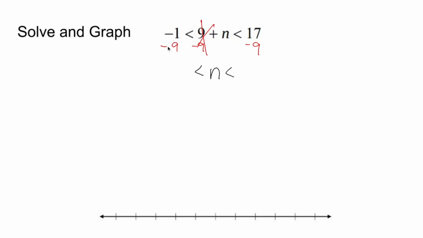Negative 10 is negative 1 minus 9. I think I salvaged that. And 17 minus 9 is 8.